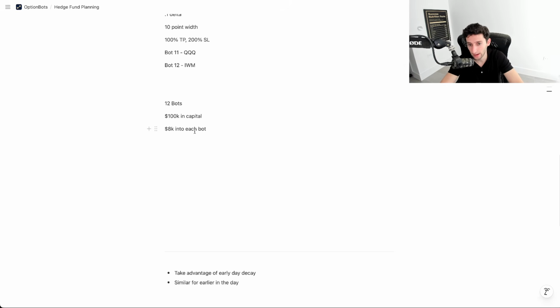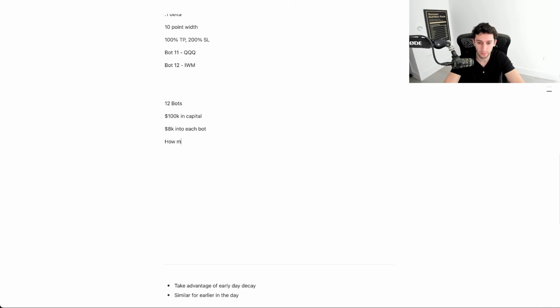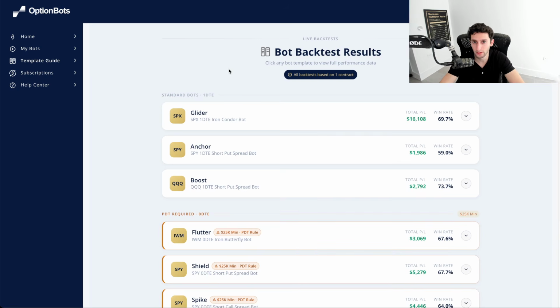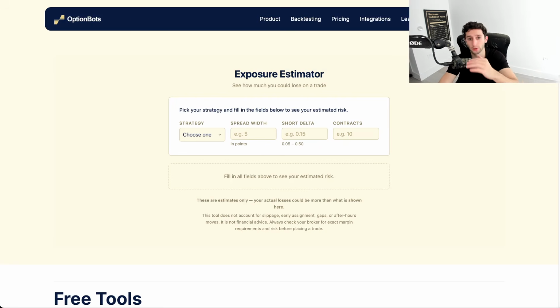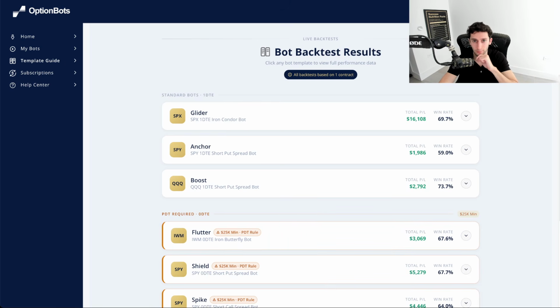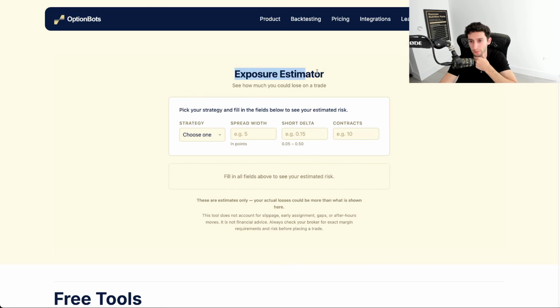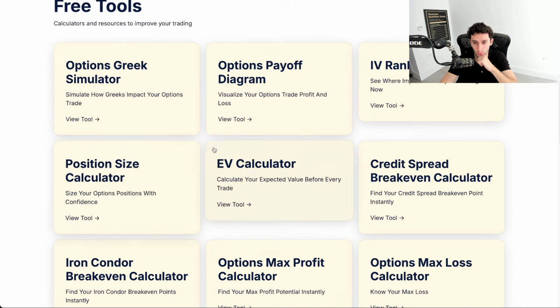Now, if we're putting 8K in each bot, here's what's really important about risk management. It's not necessarily about how much we're putting in each bot. It matters how much we're risking. And you can determine this with a calculator. I'll actually show you as we go and build the bots inside of the platform, it'll take you to this page if you want, where it helps you. We call it the exposure estimator. This is actually free. If you go to optionbots.com, it's one of our free tools. You'll be able to see this here.